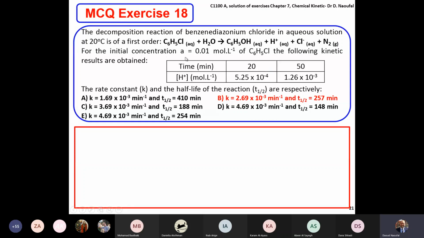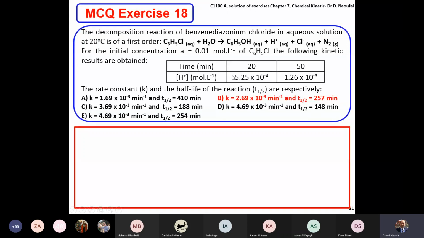For the initial concentration 0.01 mole per liter of C6H5Cl, the following kinetic results are obtained. We have time and we have the concentration of the product. Calculate the rate constant K and T half.